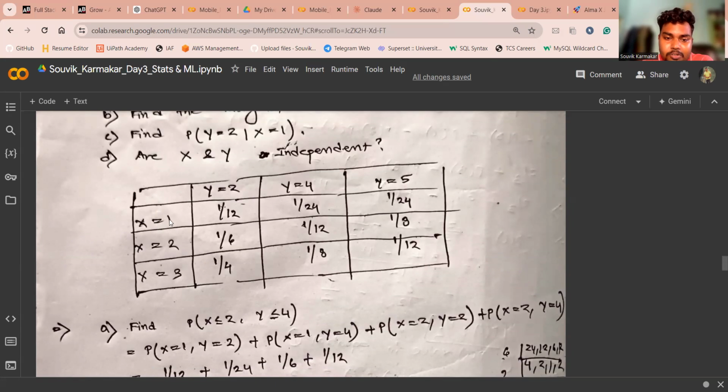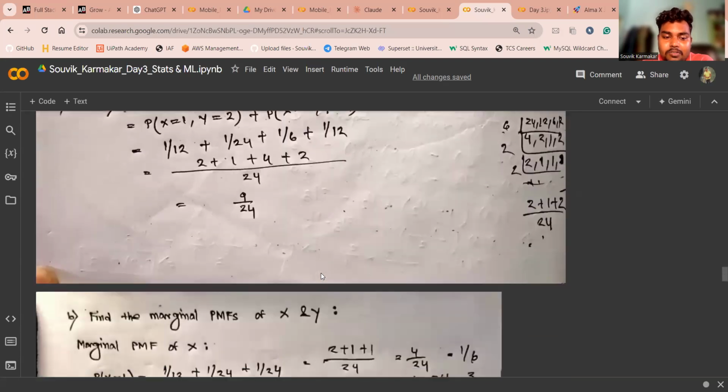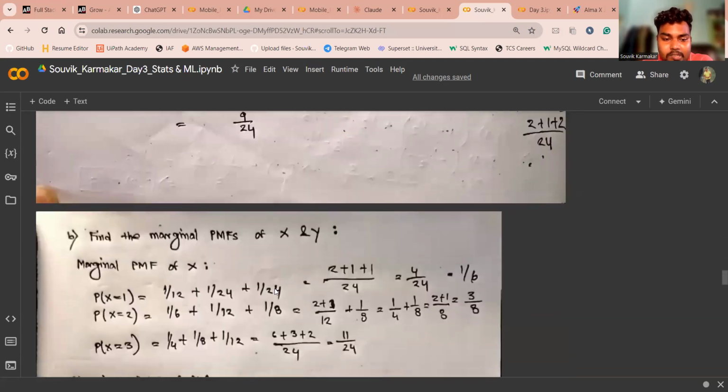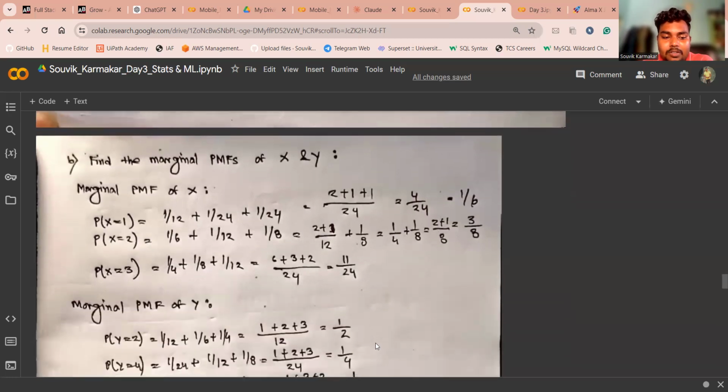For X, we will consider only X. So for X equals 1, we need to add all these values. For X equals 2, we need to add all these values, and for X equals 3, we need to add all these values. So let's add those values and calculate the PMF of X. The probability of X equals 1 is coming as 1 by 6, X equals 2 is coming as 3 by 8, and X equals 3 is coming as 11 by 24 by adding all the values.